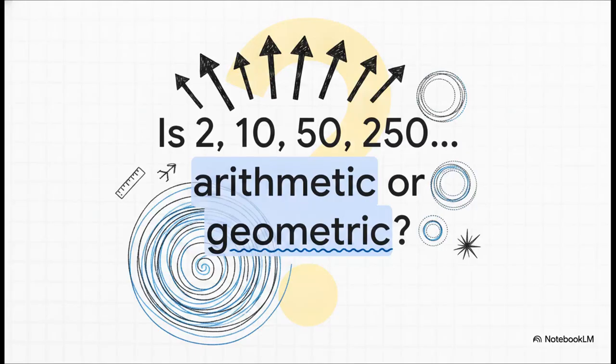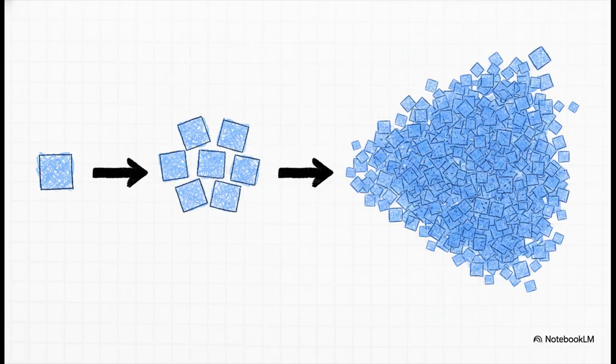Okay, let's pose our second check to see if you can crack the code on a rapidly growing list of numbers. Look at 2, 10, 50, 250. What do you think, arithmetic or geometric? The answer is a geometric sequence, and the proof lies in the constant multiplicative change. To get from 2 to 10, we multiply by 5. From 10 to 50, we multiply by 5 again. Because each term possesses that exact same common ratio of 5, it strictly follows the rules of a geometric sequence.